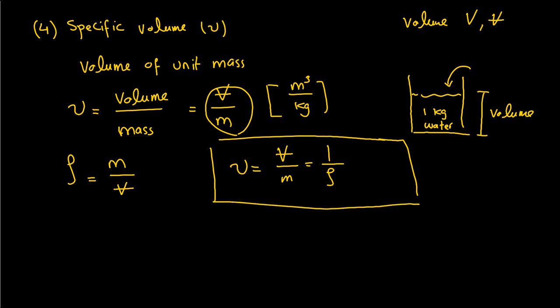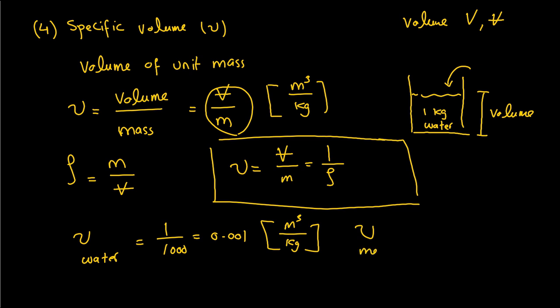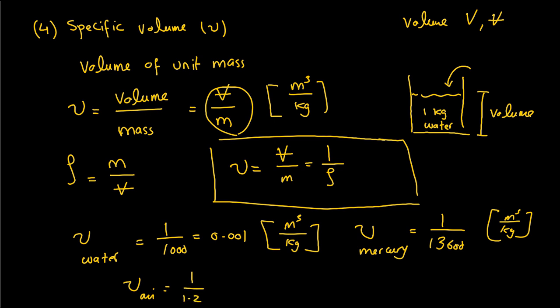For example, if you want to get v of water, it's going to be 1 over 1,000, which is the density of water, so it's going to be 0.001, and this is meter cube per kilogram. If you want to get the specific volume of mercury, it's going to be 1 over 13,600, whatever that number is. Again, it's meter cube per kilogram. And do the same for the air. Specific volume for the air is going to be 1 over 1.2, whatever that number is. You can get the specific volume of the air.